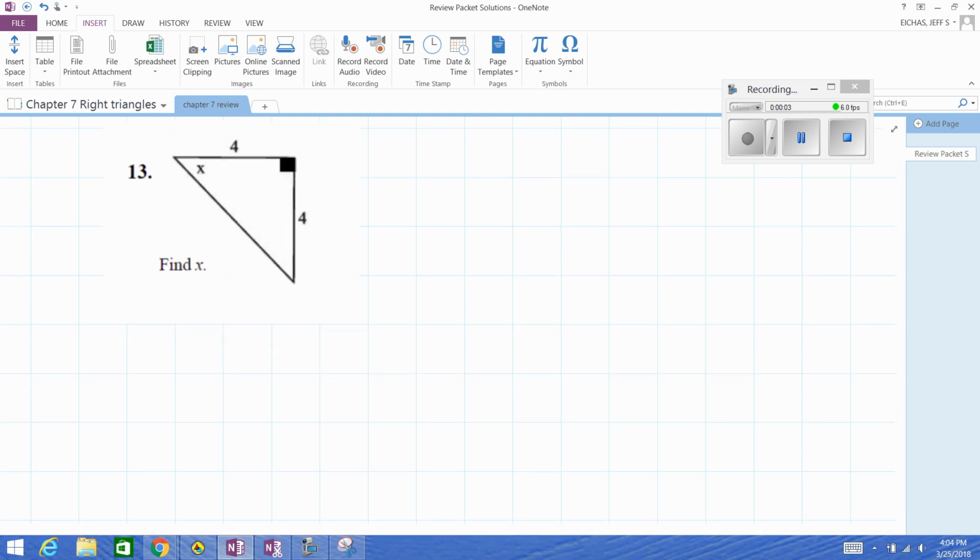Number 13 was designed to be one of those special right triangle problems. So it's a right triangle where the two legs are congruent. It's isosceles right, then.